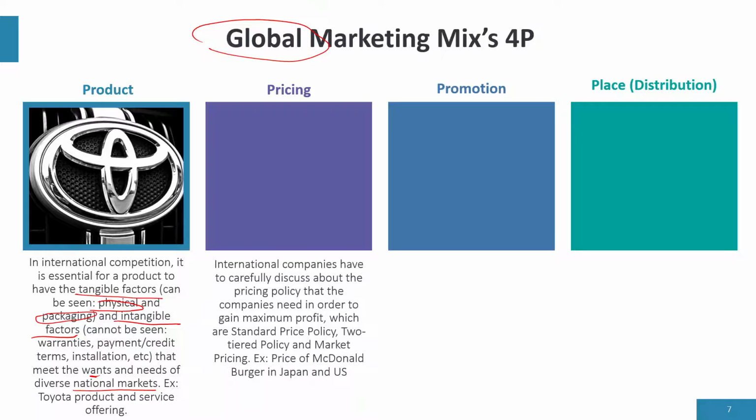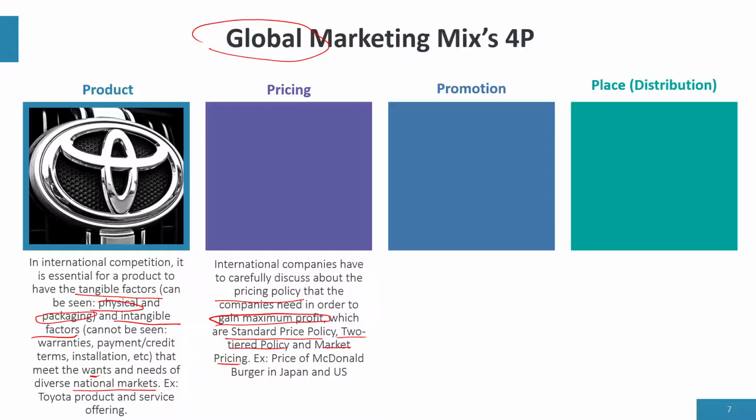And next we talk about pricing. Well, international companies have to carefully discuss the pricing policy that they need in order to gain maximum profit. So it's not as simple as deciding how much a product costs, because there are three types of policy that are used in the global market. First is the standard price policy, then the two-tier policy, and then the market pricing policy.